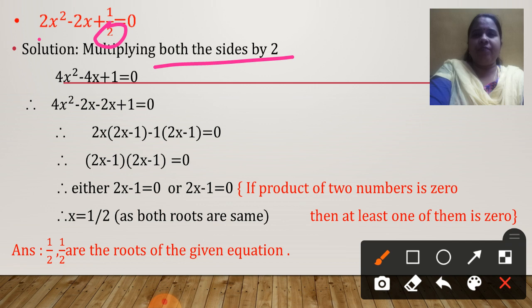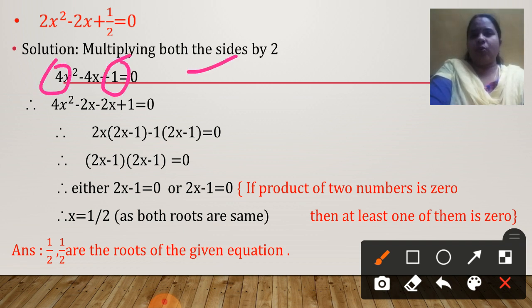So this term when I multiply by 2, what will I get? 4x square. This term when I multiply by 2, minus 4x. And this term when I multiply by 2, 2 and 2 will get cancelled. We will get only 1. I hope you understood how do we get this. Yes, multiplying both the sides by 2. We got this equation. Now take the product of the first and the last term.